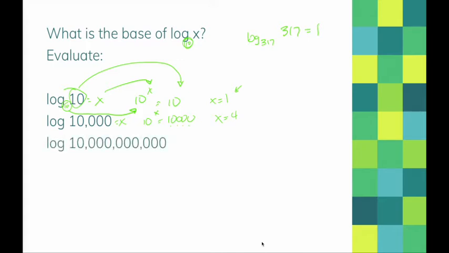What about log of 10 billion? Hopefully you're noticing a pattern now. Count the zeros. 3, 6, 9, 10 zeros. That's equal to 10.